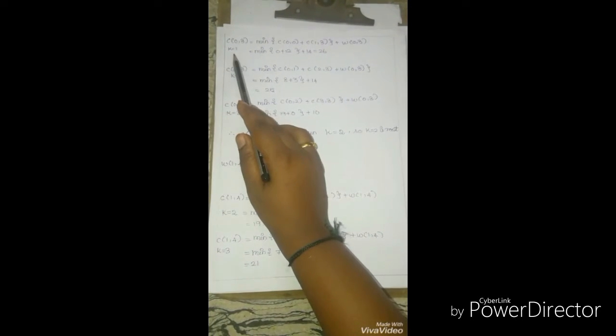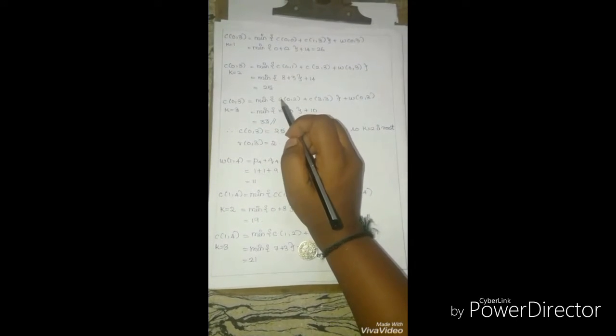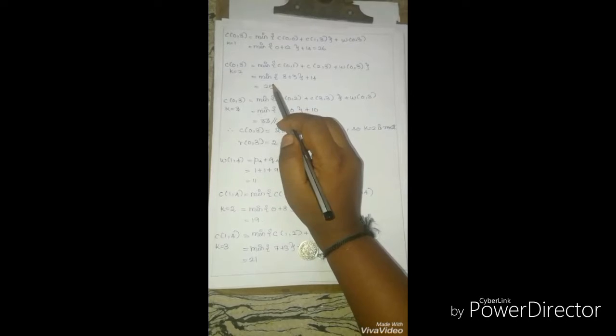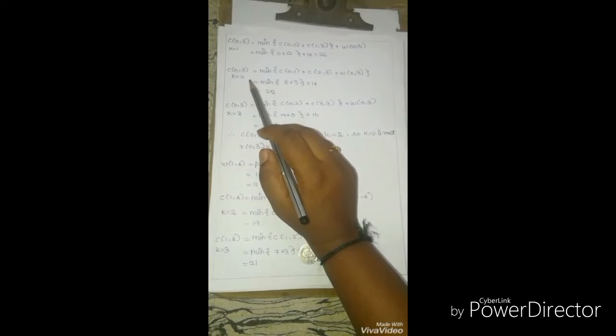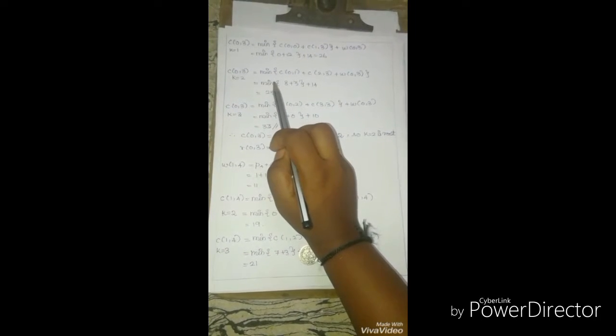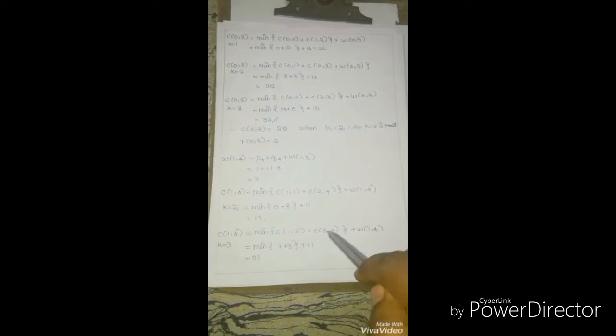We have computed the weight using W of I, j with the formula Pj plus Qj plus W of I, j minus 1. The cost of 0, 3 is computed with the k values, where k is equal to 1 we obtain 26, k is equal to 2, we obtain 25, k is equal to 3, we get 33. Out of these 3 values, 25 is the minimum, so we are choosing that particular cost as the cost for C of 0, 3 when k is equal to 2, that is the root node would be 2. Similarly, find out for W of 1, 4.